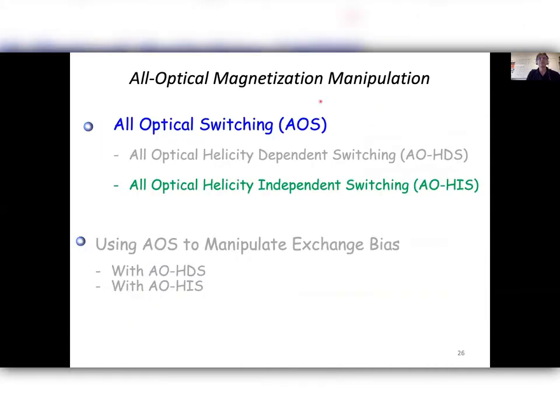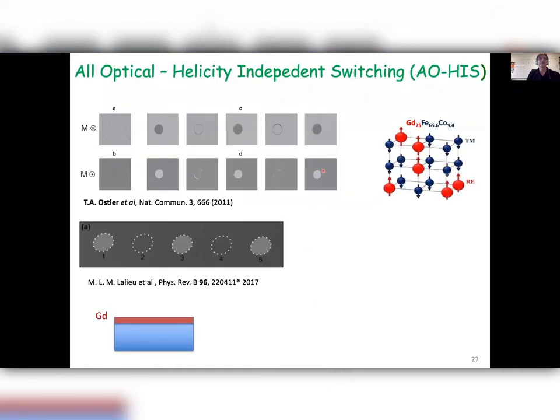So with that, let's go to the other type of switching, which is all-optical helicity-independent switching. In that case, it has been reported by many groups now. You send one pulse, you switch in one direction, send another pulse, it goes in the other direction. And most of the systems that have been studied are gadolinium based. So either gadolinium iron cobalt alloys, gadolinium cobalt alloys, gadolinium cobalt multilayers. And so it was demonstrated that as soon as you have some gadolinium, it's likely to show this effect.